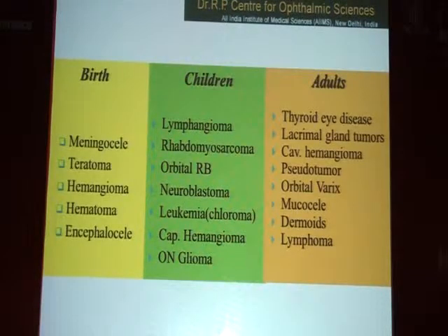If the swelling is there from birth, then we have to look for meningocele, teratoma, hemangioma, hematoma, or encephalocele. In children, I think ma'am has already covered the lesions, and in adults you have to look for thyroiditis, lacrimal gland tumor, again cavernous hemangioma, pseudotumor, varix, and mucocele.